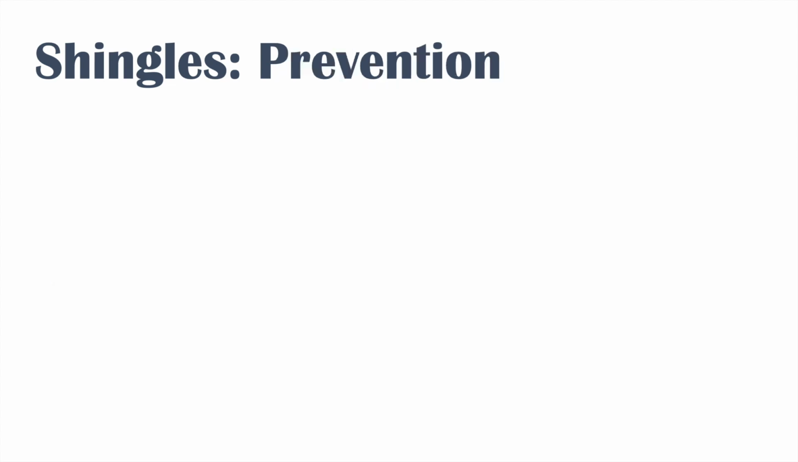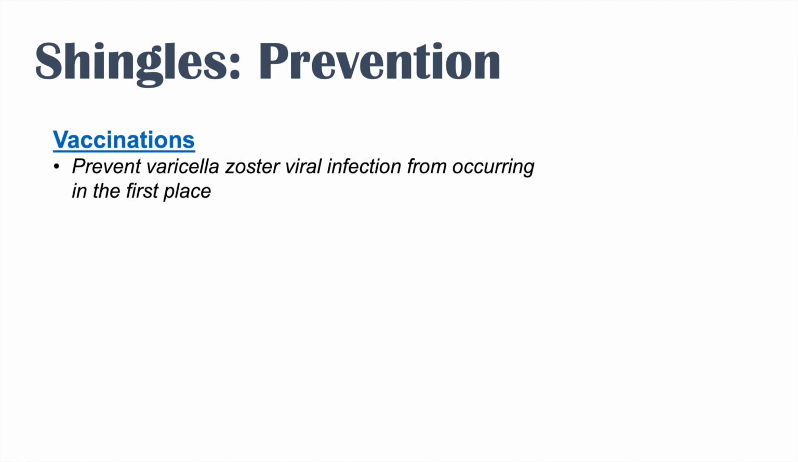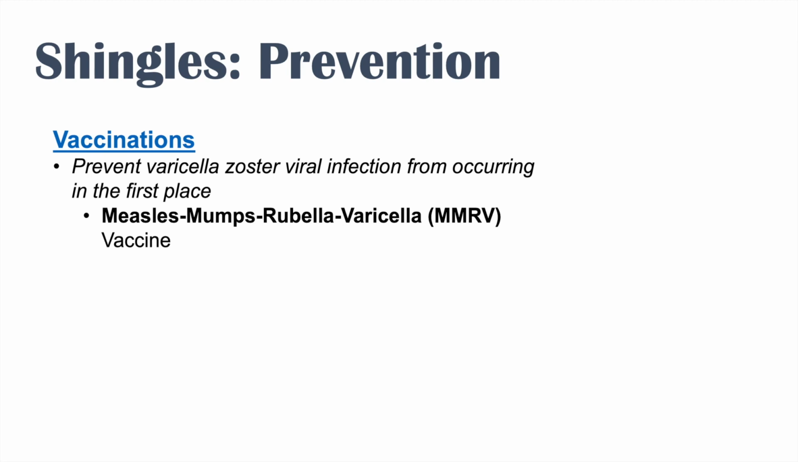So now that we've talked about treatment of shingles, we can talk about prevention of shingles in the first place. So prevention involves vaccinations. So we can prevent varicella zoster viral infection from occurring in the first place. So again, as I mentioned before, we need to have a prior infection with chickenpox in order to get shingles. So if we actually prevent getting an infection with chickenpox, we can prevent shingles in the future.